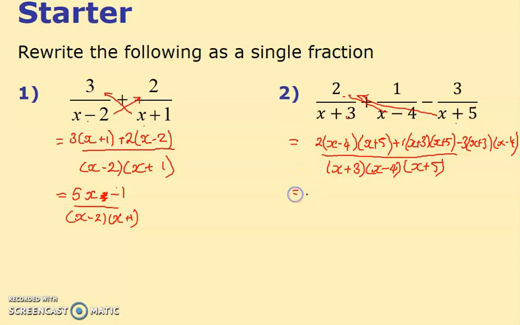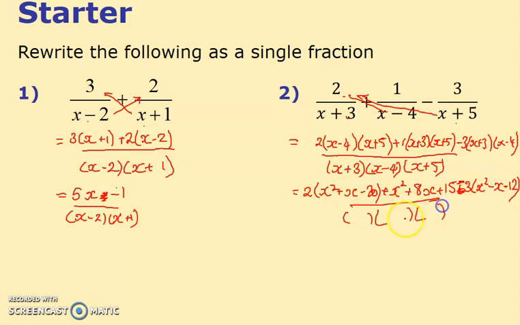So what's that give me? Well, I shall write 2, and then it's everything in that bracket, so it's x squared plus an x minus 20. I can ignore the 1 now. Plus an x squared plus 8x plus 15. Oh, it's a minus on this one. Minus 3 lots of x squared minus x minus 12. All over that treble bracket, which I can't be bothered to write.